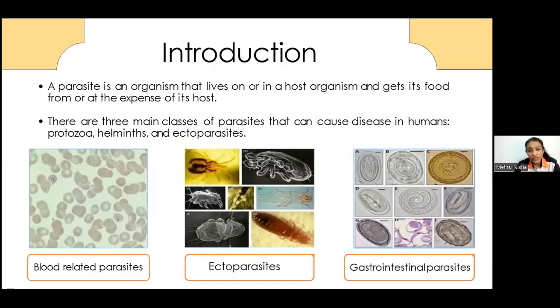Okay, so as an introduction, we know that parasite is an organism that lives in or on an organism and takes its food. So we know that it gets food and so on. There are 3 main classes of parasite. Example, we have protozoa, helminths. Helminth is worms, you have tapeworm, roundworm and all. And one more is ectoparasite. So are you familiar with all this?